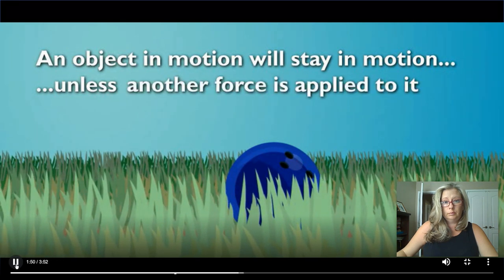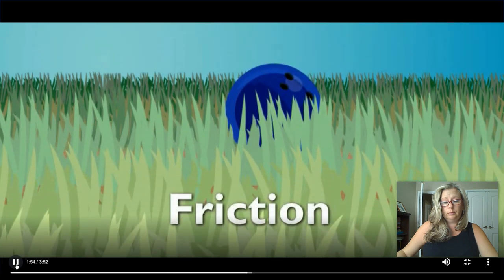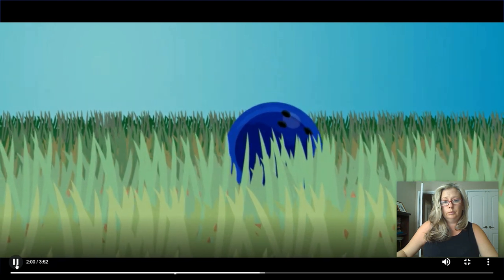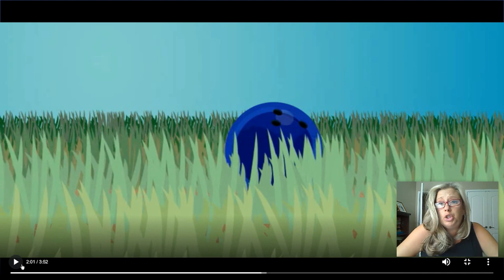No, unless another force is applied to it, like gravity pulling it down, or friction. Friction is a force that acts against moving objects. Is that what made my ball stop? Well, that's part of it, yeah. Now listen, they just mentioned two forces.